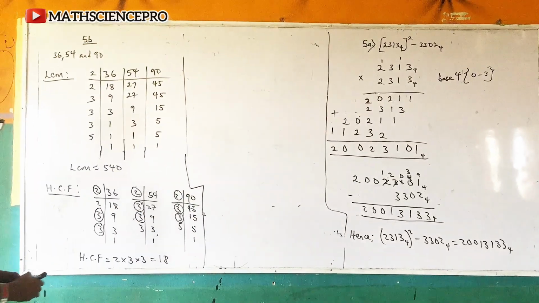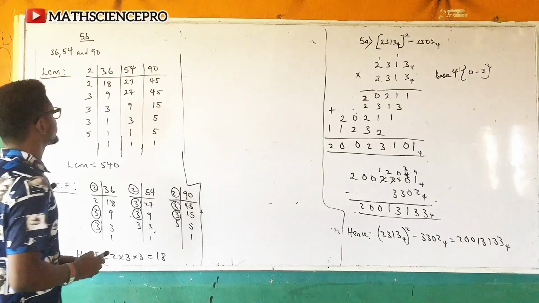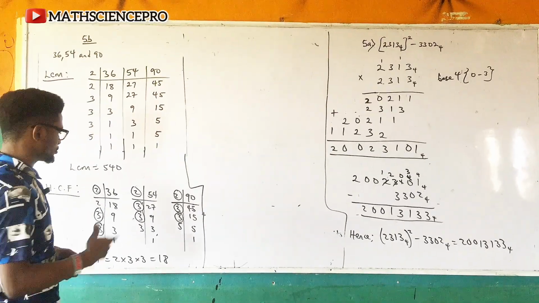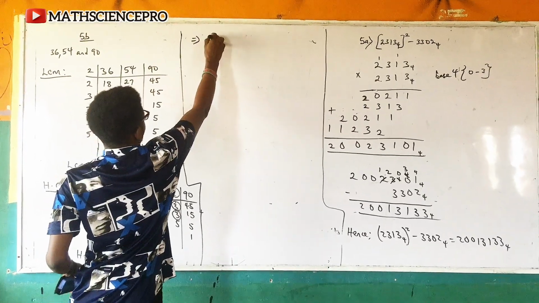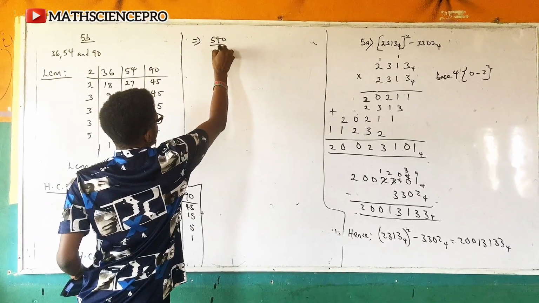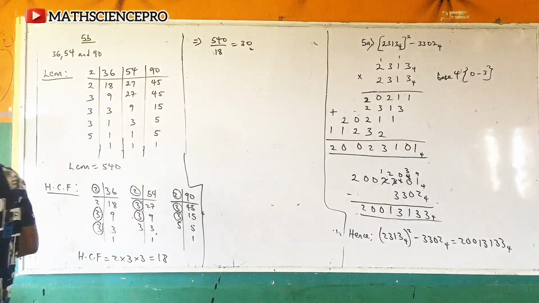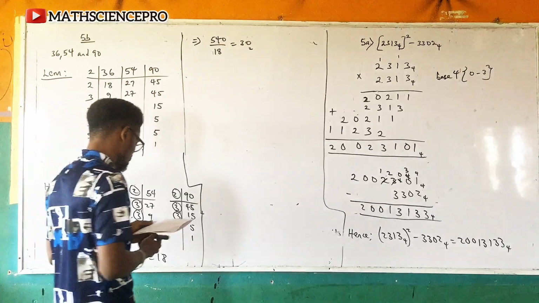So I've gotten my LCM to be 540, HCF to be 18. Remember we have to divide the LCM by the HCF. So the result at the end of the day is going to be 540 divided by 18. That gives me 30. So you have 30. That's going to be the end of Part A.